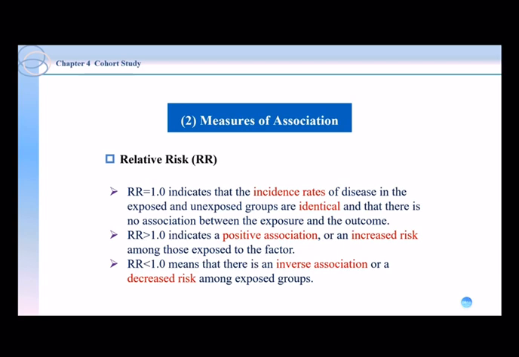If relative risk equals 1, which means that the incidence rates are identical between the exposed group and unexposed group. If a relative risk is larger than 1, it usually indicates a positive association or an increased risk among the exposed group is found. If relative risk is less than 1, it usually means that there is an inverse association between the exposure and the disease outcome, which means the more exposed, the less disease outcome.